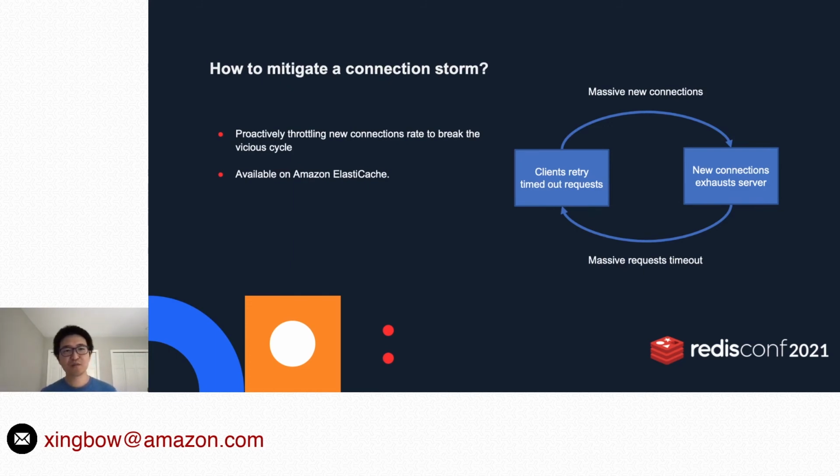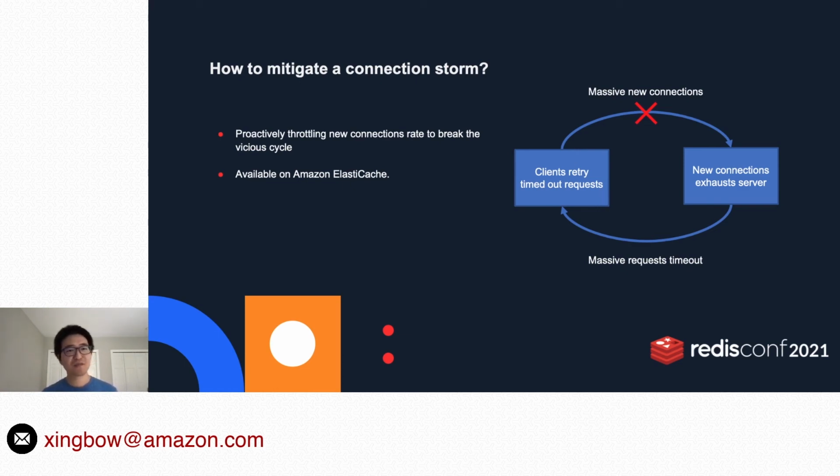So now let's see how to mitigate a connection storm. As we mentioned, there is the connection storm vicious cycle. If we can break the cycle, then we can stop the connection storm. The easiest way is to throttle the number of new connections on the Redis server side. And once the server spends less time on processing new connections, it will have more time on processing customer requests. This will allow more requests to be served within the timeout, so that clients retry fewer requests and generate fewer new connections.